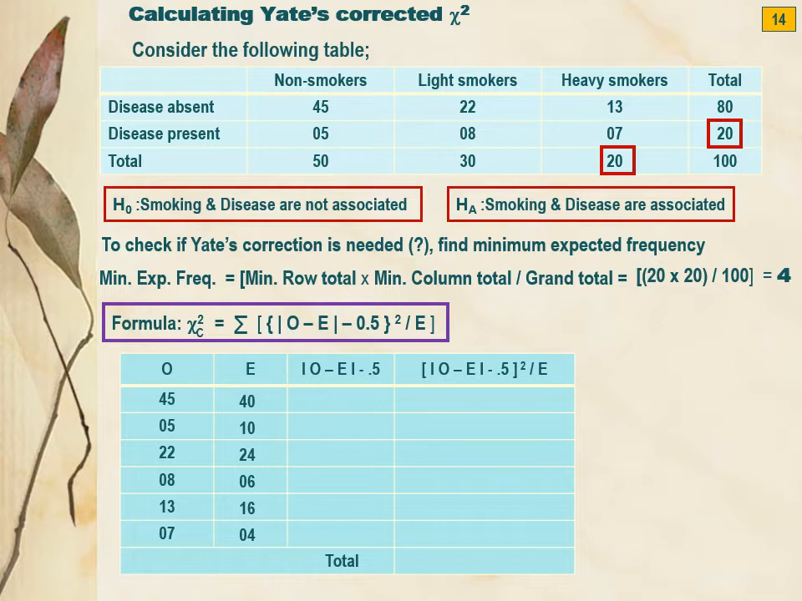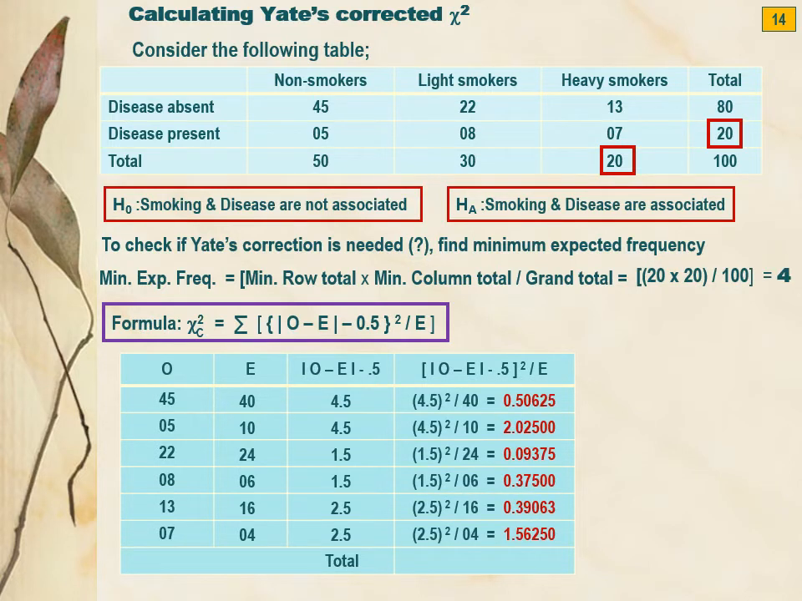So here, as we did in the last exercise, the first column of the table shows the observed frequencies. You need to calculate expected frequencies as you did in the last example. For each observed frequency, row total into column total divided by grand total, and you calculate only one, the remaining three you can get by subtraction.